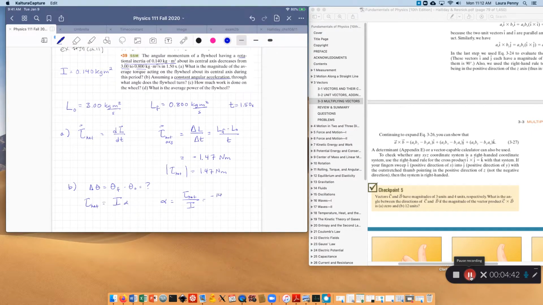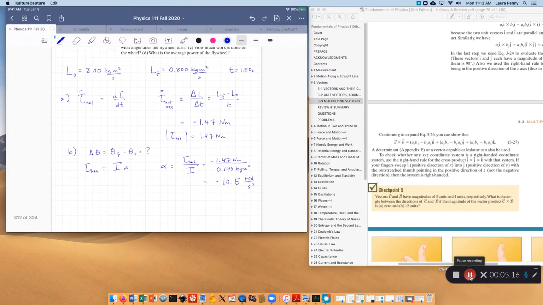And I am going to use the 1.47 here, the negative, divided by 0.140 kilogram meter squared. So when I do that, divided by 0.140, I get a negative 10.5, and this is going to be alpha, so my units come out to be radians per second squared.